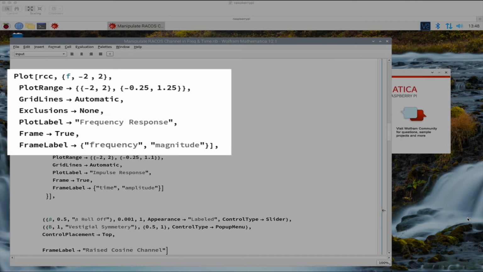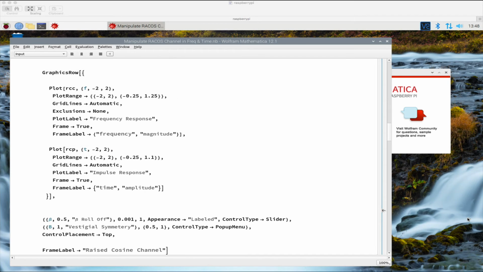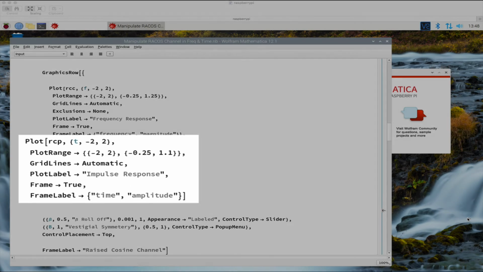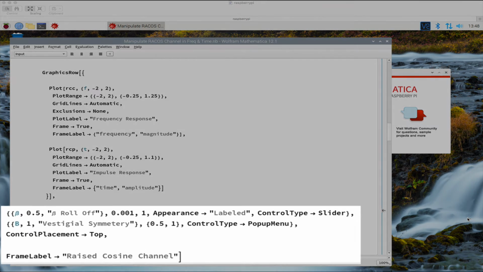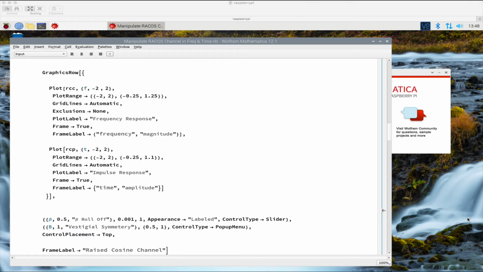Plot the raised cosine channel. Plot the raised cosine pulse. Define the Manipulate variables and label the frame.